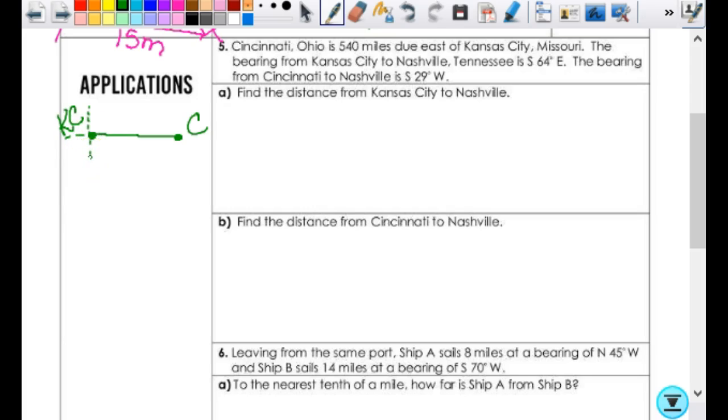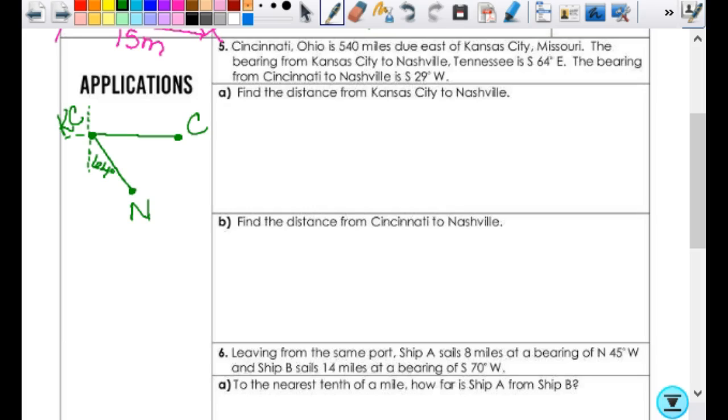Then it says the bearing from Kansas City to Nashville, Tennessee, so Nashville's down here somewhere, is south 64 degrees east. So here's my little compass, south, and then I swing 64 degrees east. That means this angle right here is 64 degrees. Yes, in just a second we will.